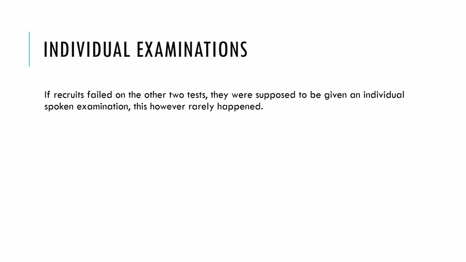Now, if you failed the alpha and the beta, so you sat the alpha and you failed it, so you sat the beta and then you failed it, or you were illiterate, so you sat the beta and then you failed it, then you could be given an individual spoken examination. So that's what you were supposed to have instead. However, this rarely happened. That was the 3rd test.